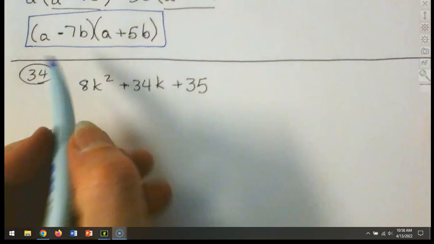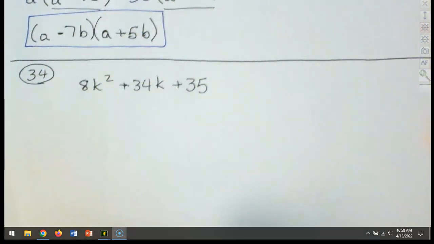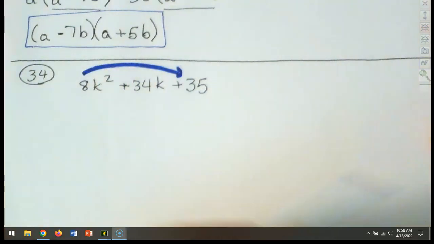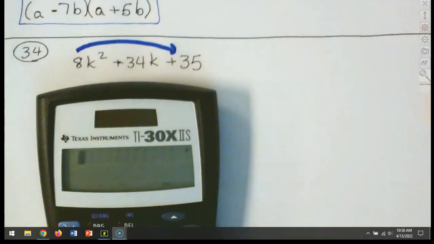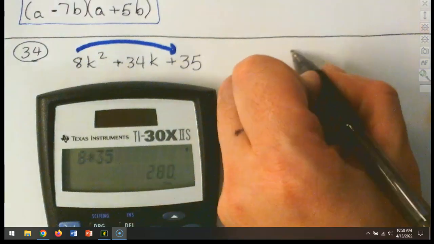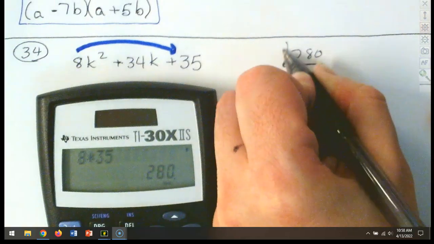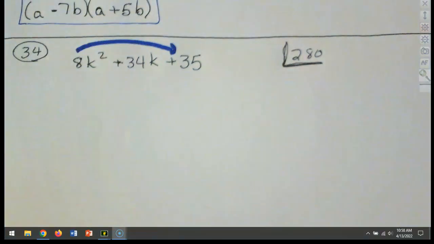So what we do is we approach it the exact same way. 8, 34, and 35. Nothing's in common, right? So nothing comes out, so then we multiply. 8 times that 35, that gives you a 280. Well, 280 is positive.